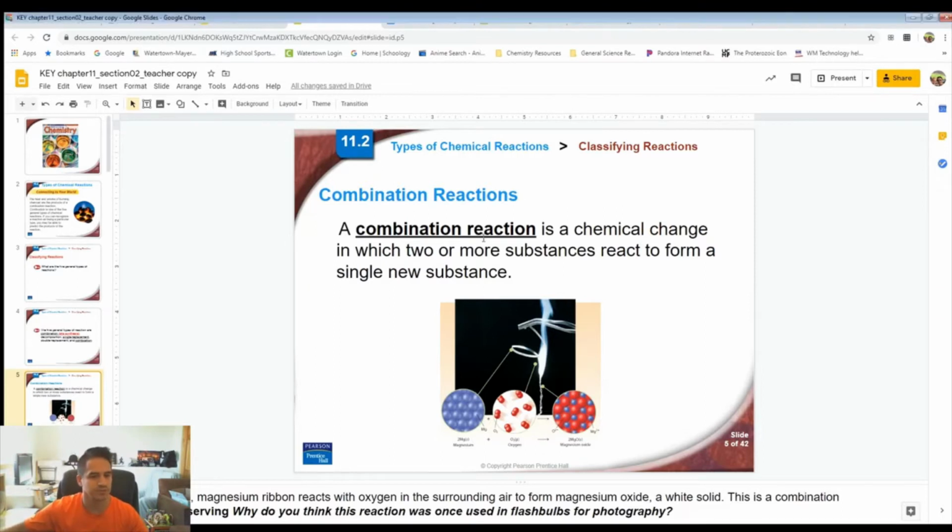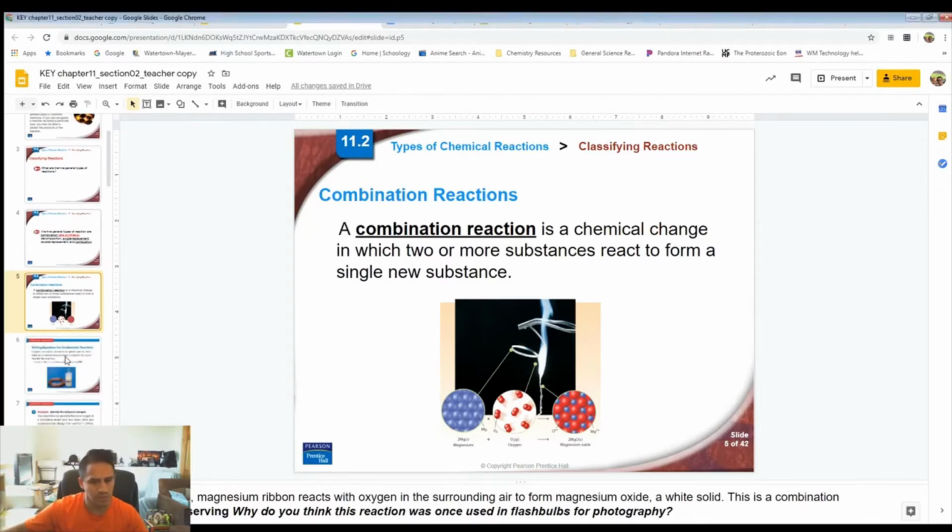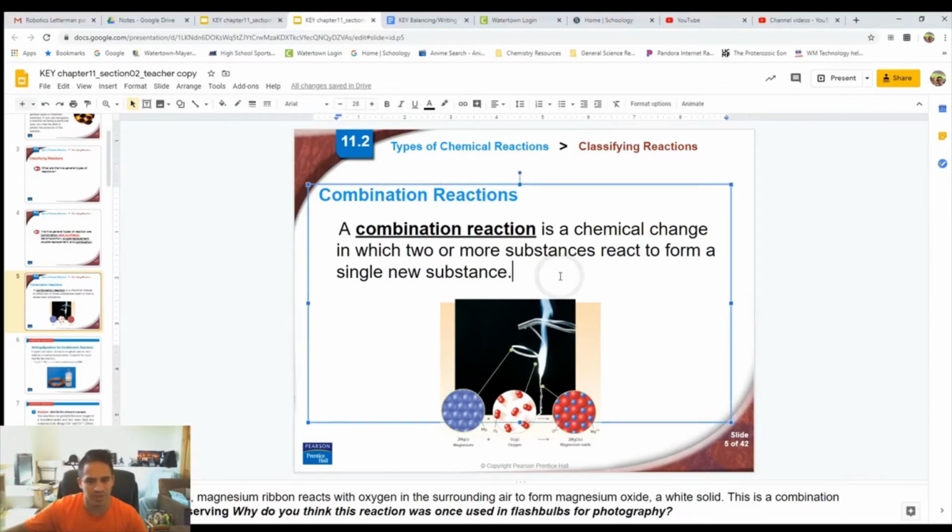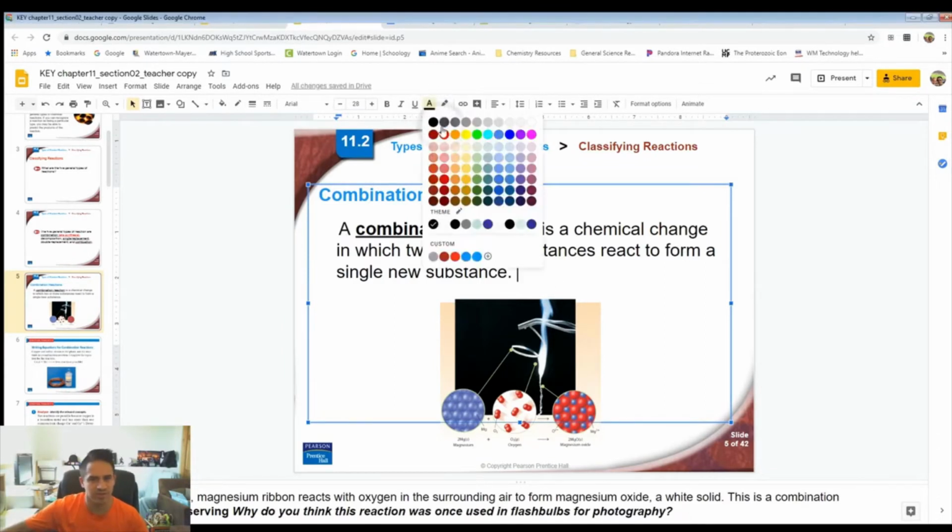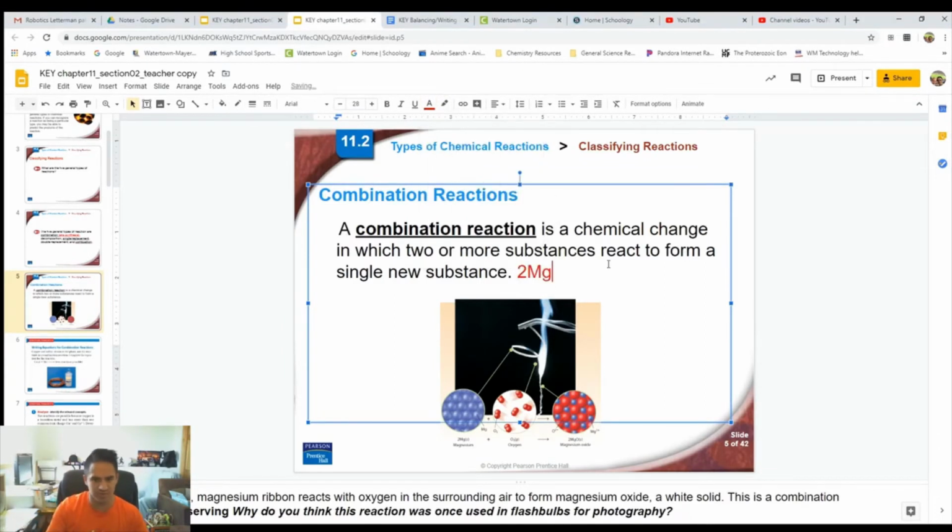Okay? So the example that they show here in the picture is Mg, and it might be hard to read, a little bit small, so I'm just going to make it bigger here. 2Mg plus O2, and they're making 2MgO. We see that they have magnesium and oxygen, combining to make one new compound, magnesium oxide.